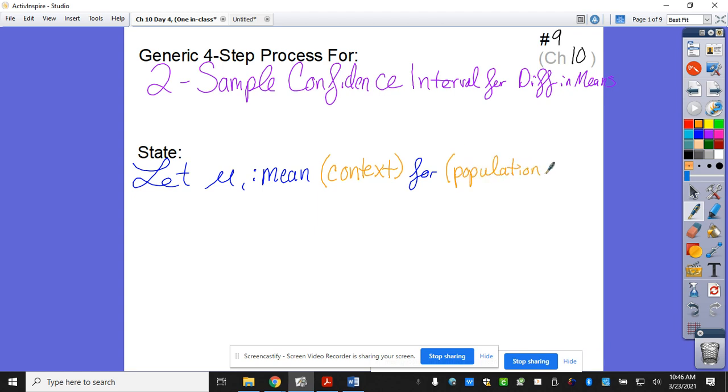And I noticed something at one point when I was doing these that, like, I think I just wrote population there, but it probably makes more sense to write population 1 and population 2. And then the same thing with mu2.